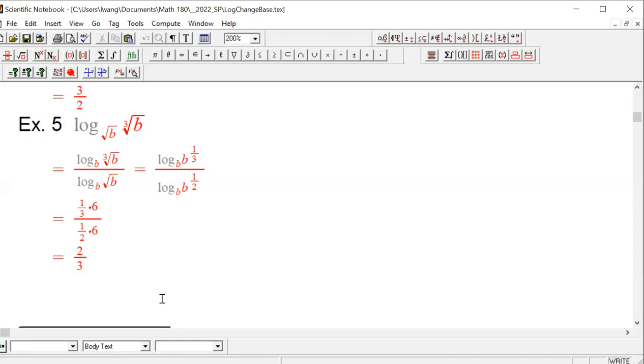Let's do one more. Okay, I think you probably already get the hang of it. This will be the last one in this set of examples. So log base e to the power of 3, and in the other place is e to the power of 5.